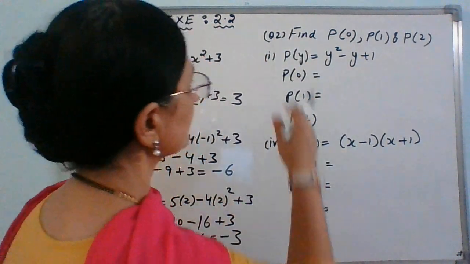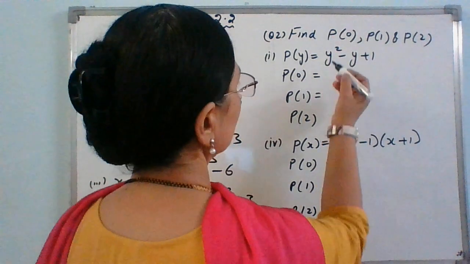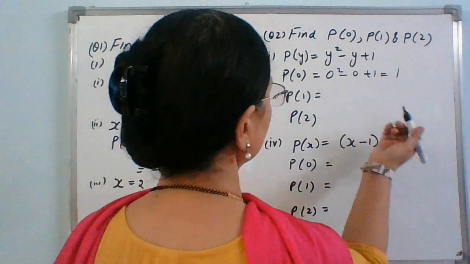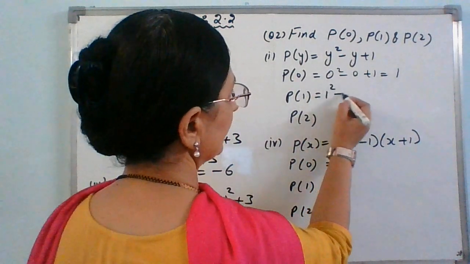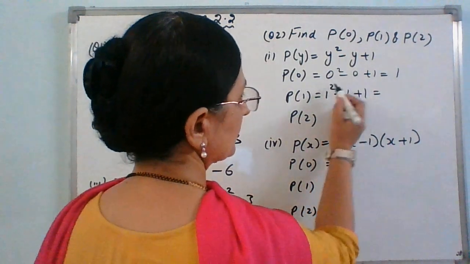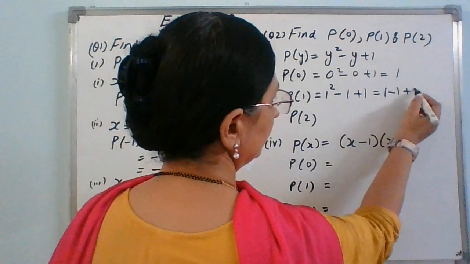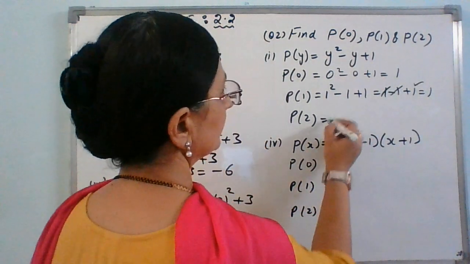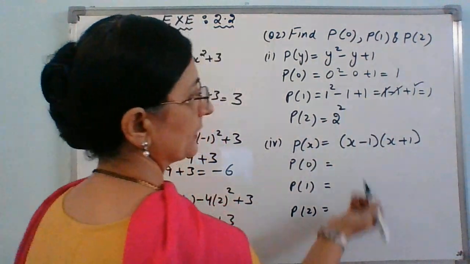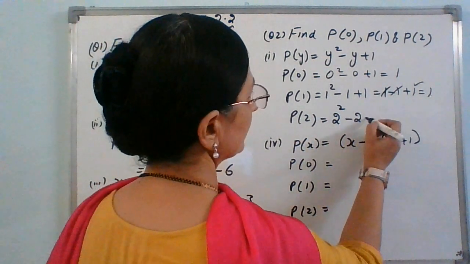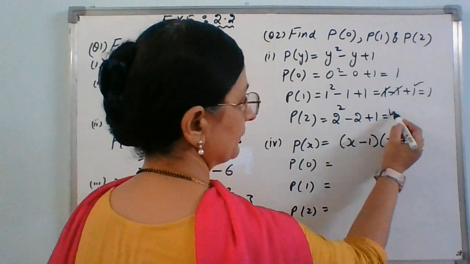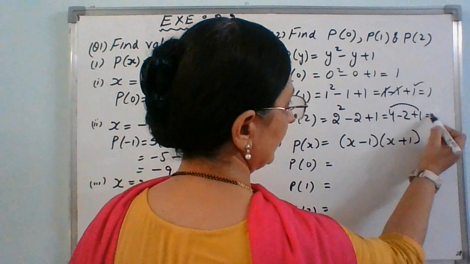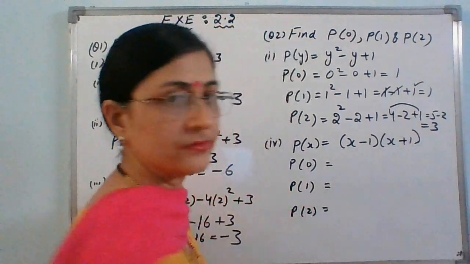Let us do these two parts of question number 2. P of 0: here I have to substitute 0, 0 and 1. Zero, zero, so only 1 will be the answer. Now I have to substitute 1. 1 squared minus 1 plus 1. 1 squared means 1 only, right? Plus 1 minus 1 is 0, and the answer will be 1. This one is left. Here if you substitute 2, you have to do the square of 2, minus 2, plus 1. So 2 2s is 4, minus 2, plus 1. Adding the positive numbers, 4 plus 1 is 5. 5 minus 2 is 3.